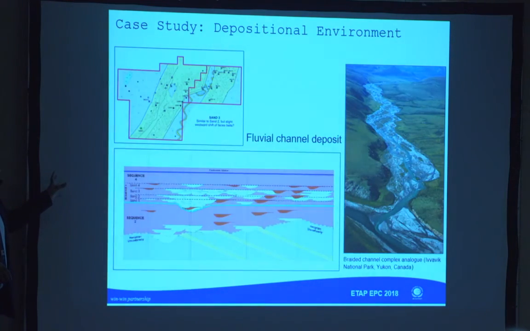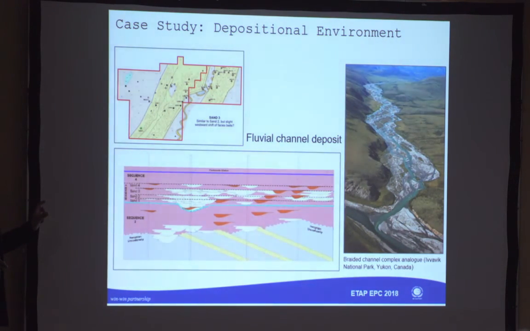Now we'll move to the example of Algeria. For confidentiality reasons, I will not show a lot of details, but I'll just try to give you the idea of what we did and how we proceeded. This operator is operating in southeast Algeria. They had the main target reservoir, which is a fluvial system, a braided channel complex system.